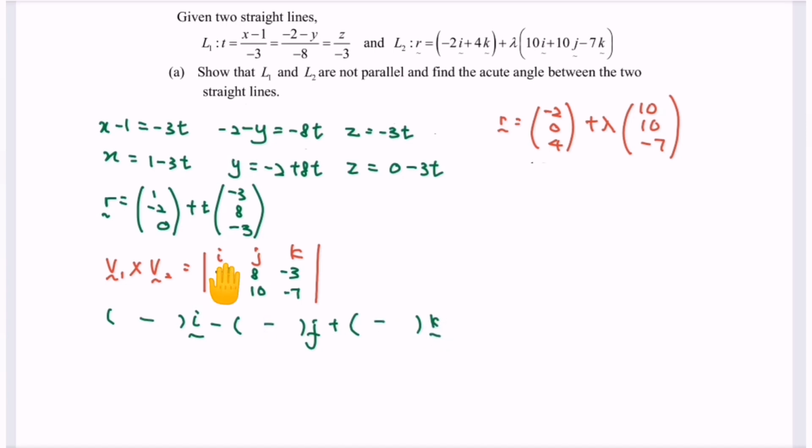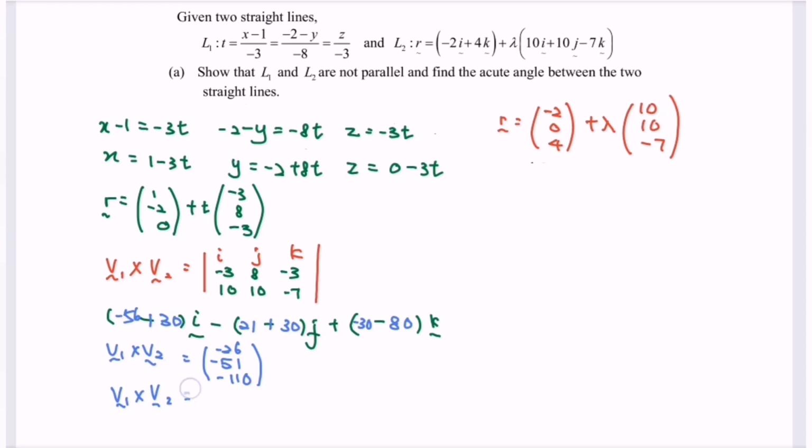Kindly close up the i. Cross j, k, where we have negative 56 and then plus 30. Continue. Close up the j. We have 21 plus 30. Close up the k. We have negative 30 and then negative 80. So we rewrite, or simplify: V1 cross V2 equals (negative 26, negative 51, negative 110).